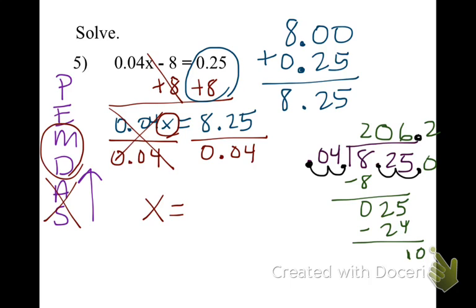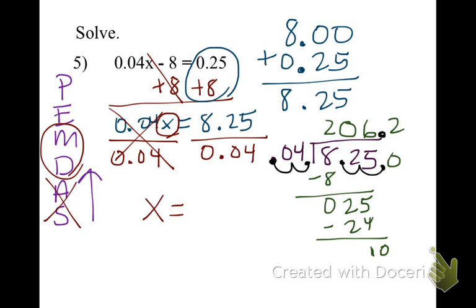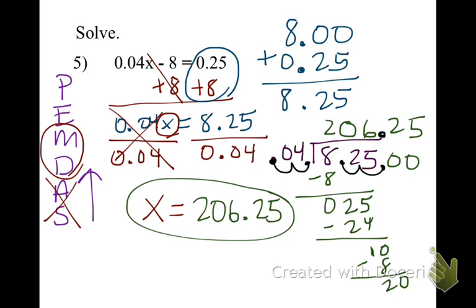One second. Sorry, I had to move it over and make a little bit more room. So let's see, 4 goes into 10 2 times. Oh, so subtract by 8. That'll bring me 20. I can add another 0. And 4 goes into 20 5 times. So my answer ends up being 206.25. And that will be your answer.